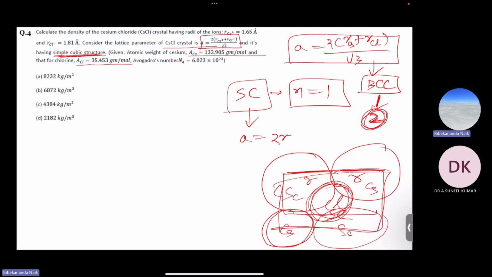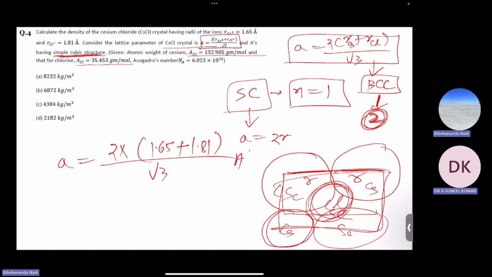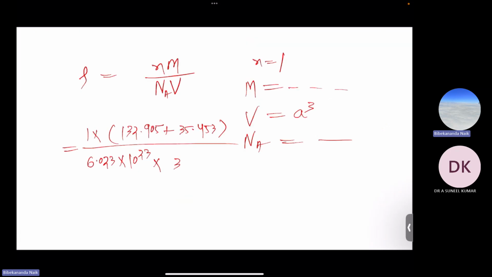If you calculate, A will be 2 into (R cesium 1.65 plus chloride 1.81) divided by root 3 Angstrom. So if you calculate it, you will get 3.995 Angstrom. This 3.995 means it is (3.995 × 10^-8) cubed centimeter. If you calculate it, you will get 4.384 gram per cubic centimeter.